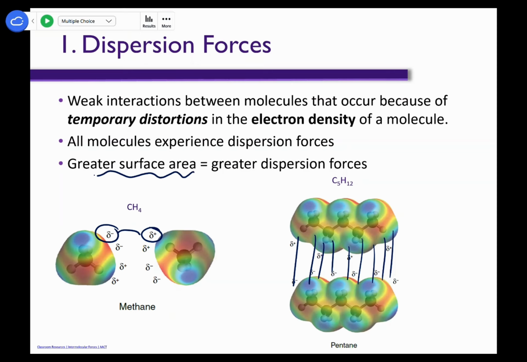So what's the takeaway? Greater surface area means greater dispersion forces, which means stronger attraction. You could predict the boiling points, and you're going to have to put in a lot more energy to pull two pentane molecules apart compared to pulling methane molecules apart. Dispersion forces range from about 0.05 to 10 kilojoules per mole, so small.